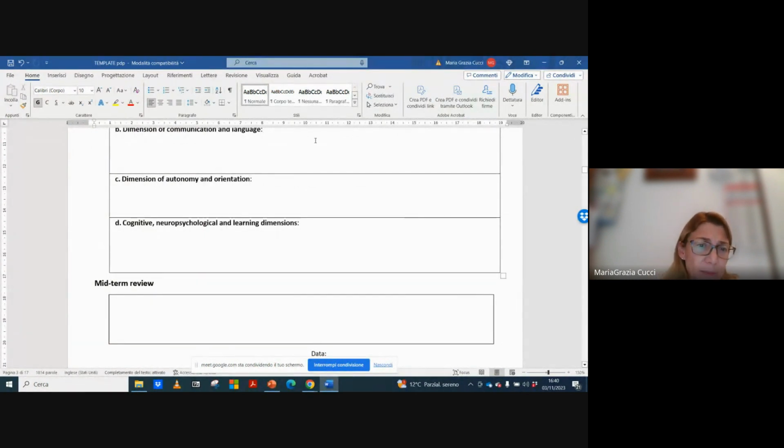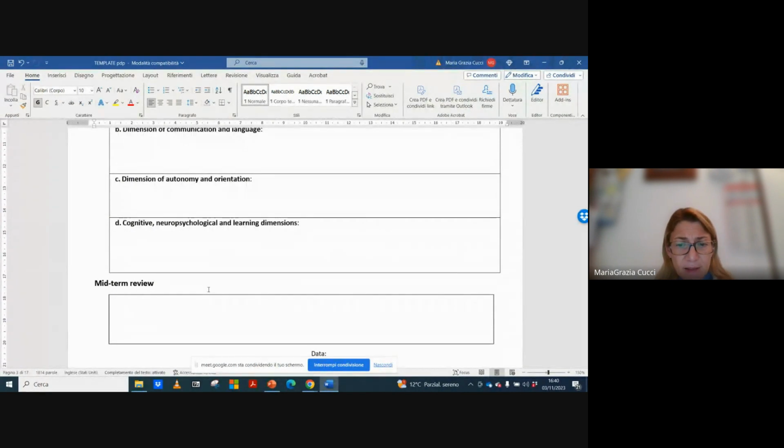After the first period of the year, we have a midterm review. You will see all along the documents, every step includes a midterm review. It is impossible to wait till the end of the school year and then to discover whether the goals are achieved or not.